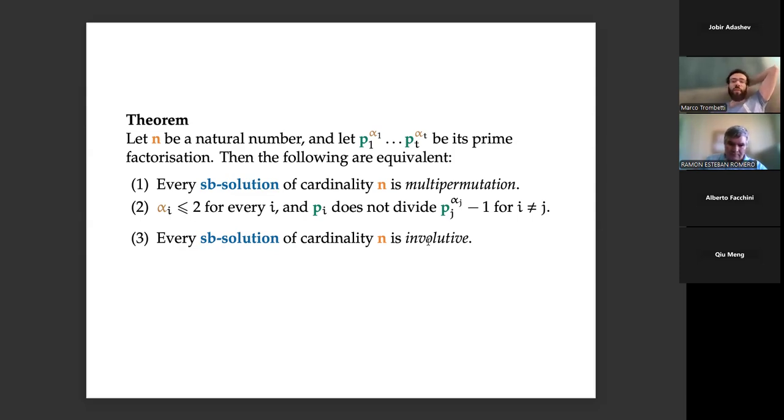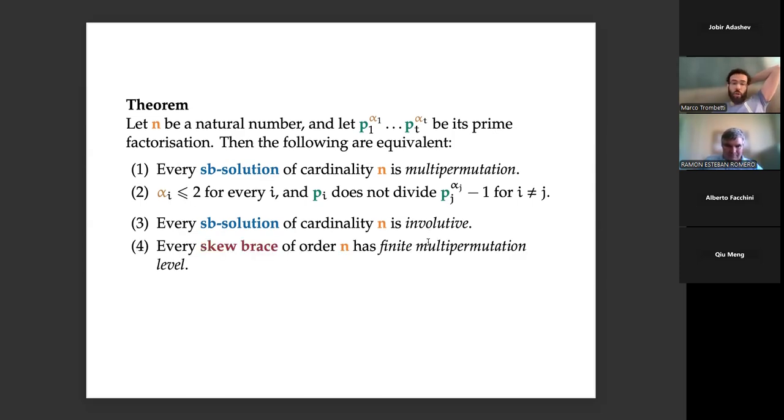And let's now translate this in terms of skew braces. As I told you before, if you get that your skew braces of order n have finite multi-permutational level, this is equivalent, and this is obvious by the theorem I showed before, that condition 4 is equivalent to condition 1. So all your skew braces of a given order n are nilpotent in some sense if and only if this condition on the order is satisfied.